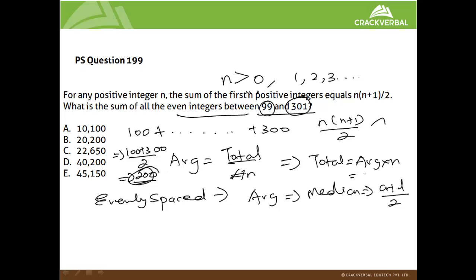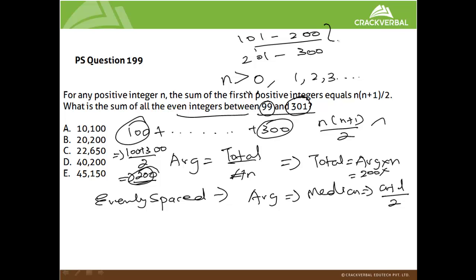To find the total, average into number of elements, 200 into number of elements, you have to figure out. First element is 100, last element is 300. How to find the number of elements in between? From 101 to 200, you will have 50 even numbers and 50 odd numbers. There are 100 numbers, 50 even and 50 odd. Between 201 to 300, again you will have 50 even and 50 odd. So totally from 101 to 300, you will have 50 plus 50, 100 even numbers. Since 100 is also inclusive, that means totally 101 even numbers are there.